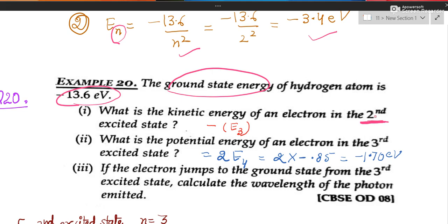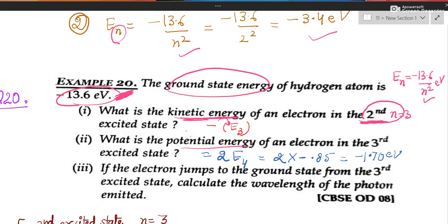Because kinetic energy is asked, you don't say that it is the negative of total energy. Don't take this energy, because this is the ground state energy, but they have asked the kinetic energy in the second excited state. So you'll have to find out the total energy in the second excited state. Simple. The energy in the nth state is given by minus 13.6 by n square electron volt. Just substitute: second excited state means n is 3. So substitute 3 here. That will be the total energy. Now kinetic energy will be the negative of that total energy.